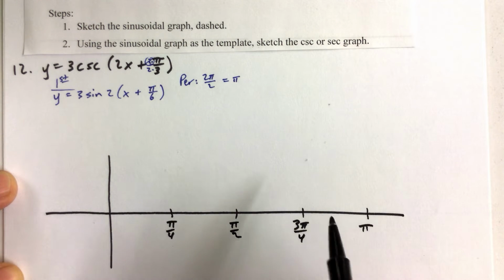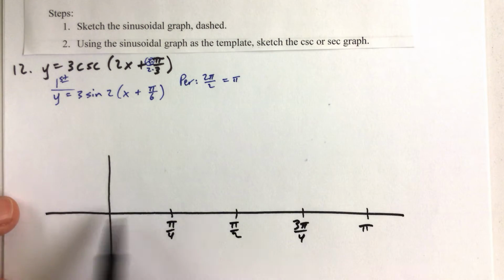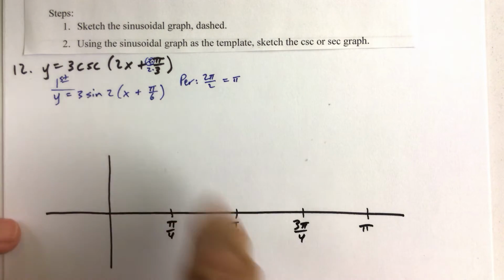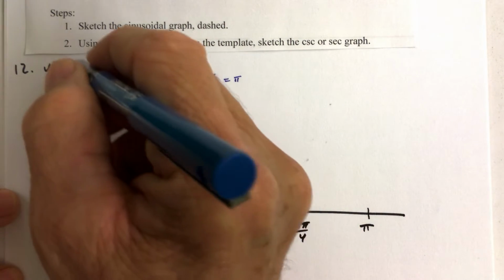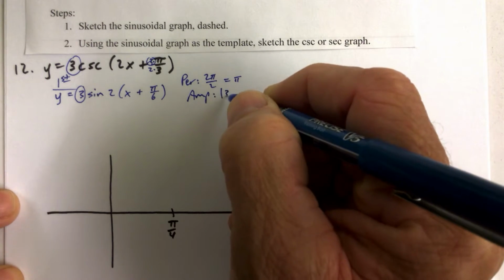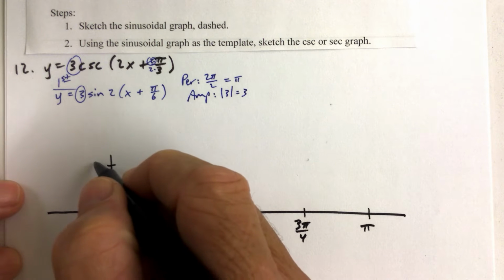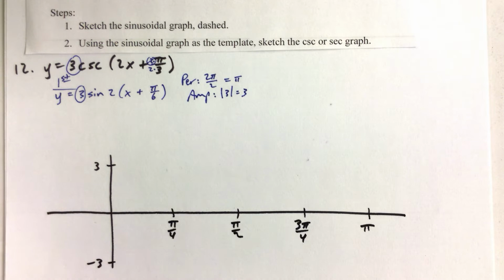So we have our period sectioned off into 4 equal sections, and then we're going to draw the midline, which, there's no shifting up or down, so the midline is y equals 0. Finding and labeling the amplitude. Now the amplitude for this function is a 3. Okay, so the amplitude is the absolute value of 3, which is 3. So we're going to mark that on the y-axis. 3 there and negative 3 there. So 3 units away from the midline.